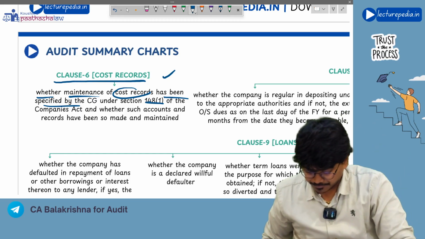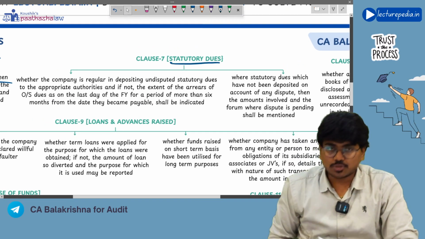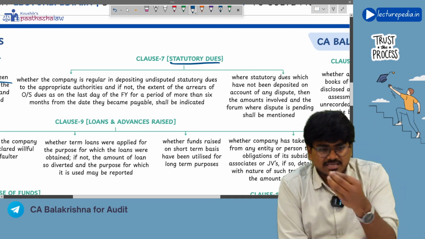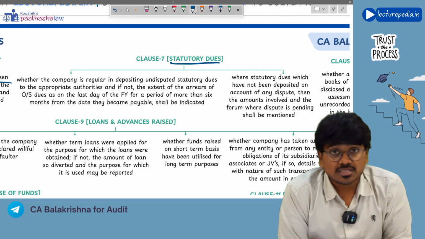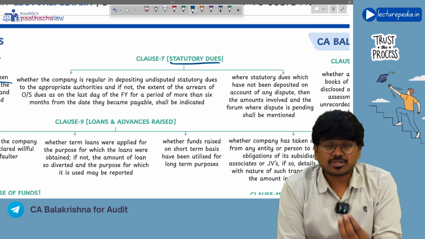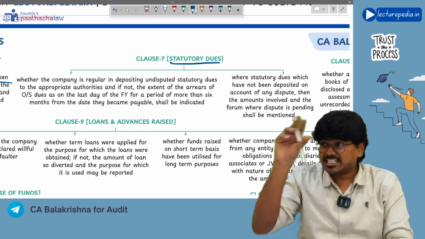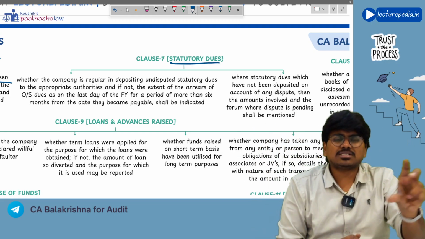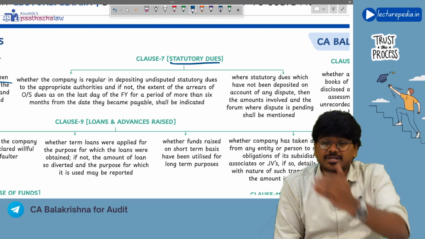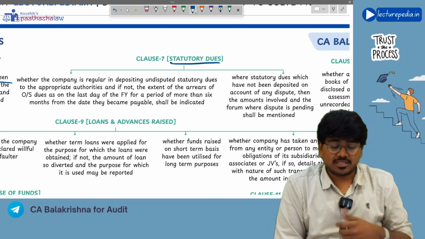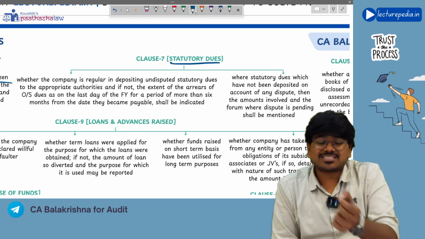Got it? Yes. Next, moving to clause number 7, which is statutory dues. Some of the examples for statutory dues: ESI, PF, income tax, GST, TDS. All these are some of the examples for statutory dues. Now, statutory dues, you can bifurcate into two: undisputed statutory dues and disputed statutory dues. Undisputed statutory dues means there is no dispute with respect to such a statutory due between the government and the company. That is known as an undisputed statutory due, which will be dealt with by clause 7 subclause A.